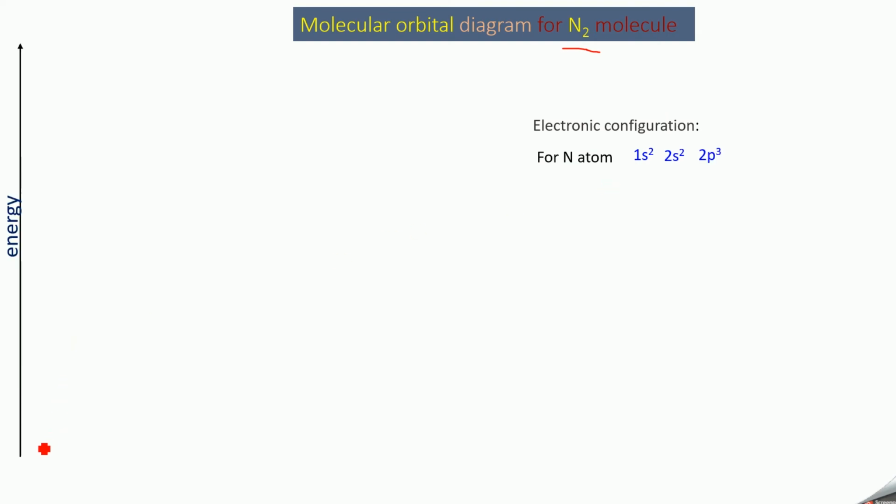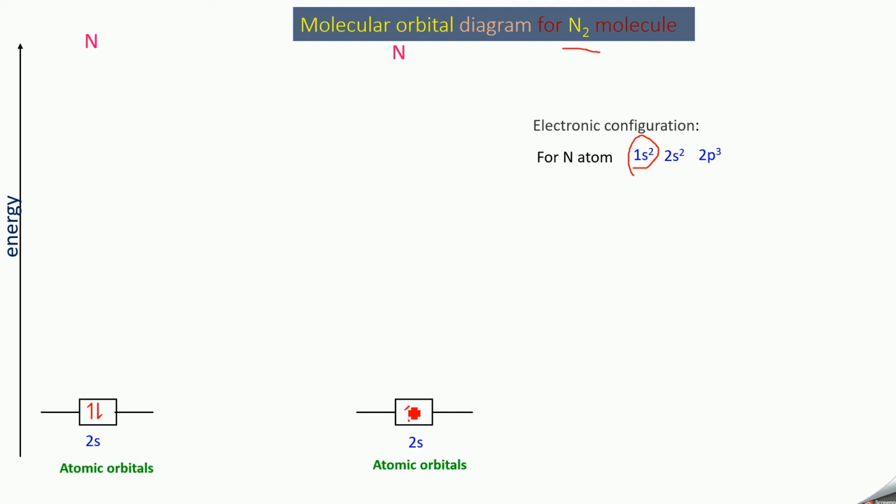Molecular orbital diagram, energy increases in this way. Here we are not going to draw the molecular orbital diagram for 1s because it is similar to 2s. So we will start with 2s. First you take one nitrogen atom, whose 2s atomic orbital has 2 electrons, and you take another nitrogen, whose 2s atomic orbital has 2 electrons. They will combine to form these two molecular orbitals.